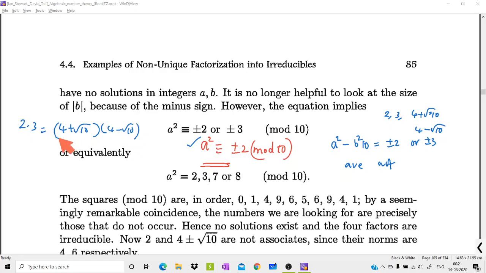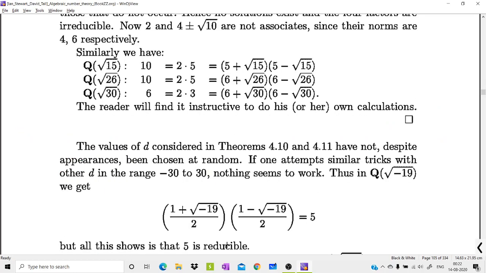So these factorizations, 2 into 3 and 4 plus root 10 into 4 minus root 10, are different factorizations. So this is an example of a non-unique factorization domain. In a similar manner, you can prove that the rings of integers of Q of root 15, Q of root 26, Q of root 30 are examples of non-unique factorization domains.